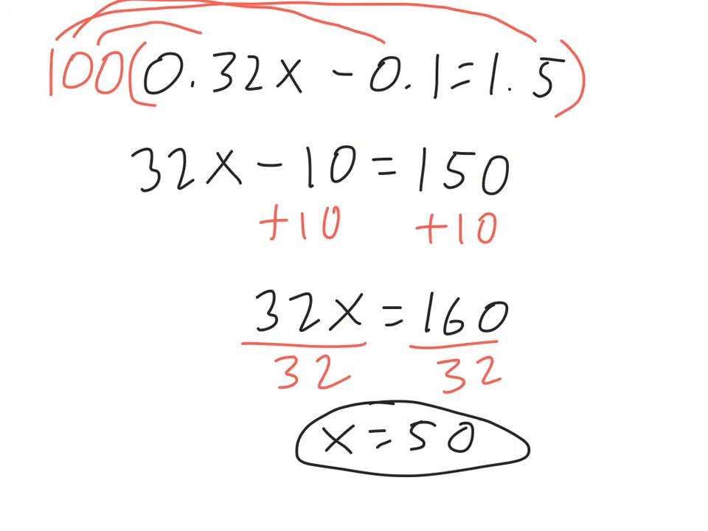Alright, so that's the lesson for today. It's just getting rid of fractions by multiplying by the least common multiple, or getting rid of decimals by multiplying by 10, 100, 1,000, the number of zeros you need for the number of decimal places there are.